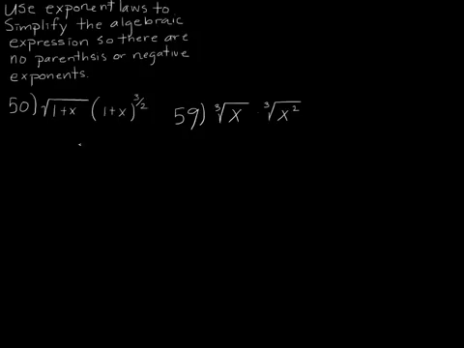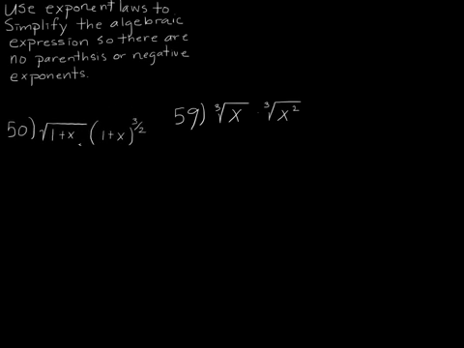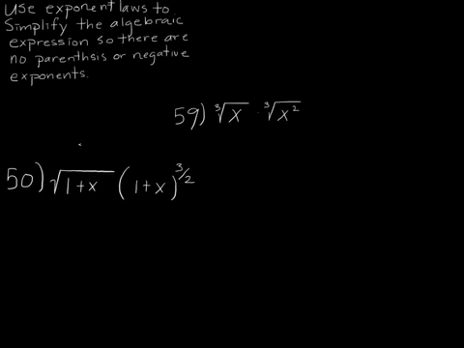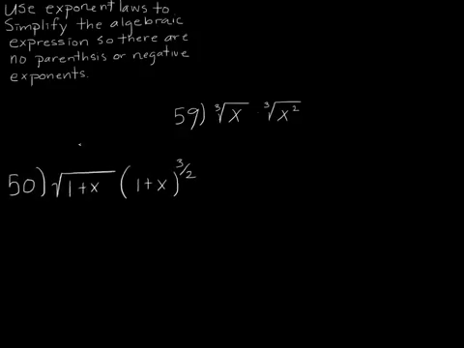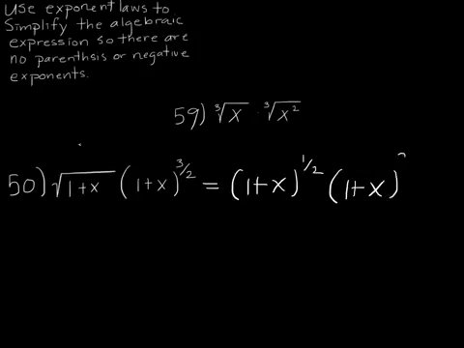For the next two problems, number 50 and 59, we're going to be simplifying these algebraic expressions so that we have no negative exponents and that we have no parentheses. So let's start with number 50. When dealing with radicals, I find it's easiest to convert the radical into a fractional exponent. So this becomes 1 plus x to the 1/2 times 1 plus x to the 3/2.